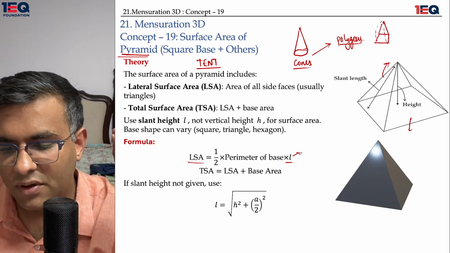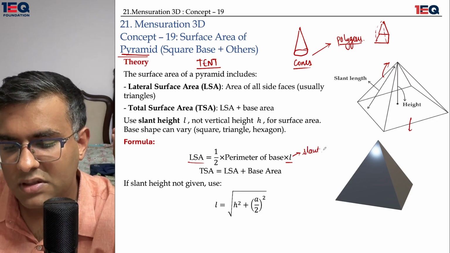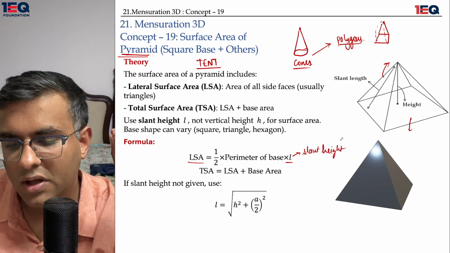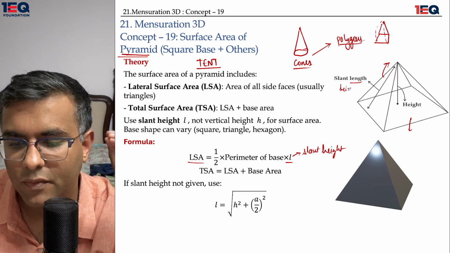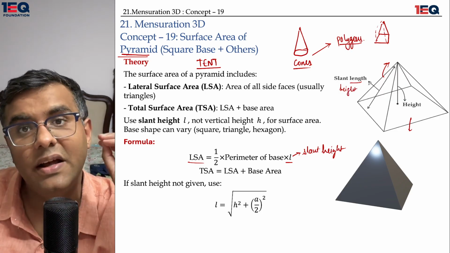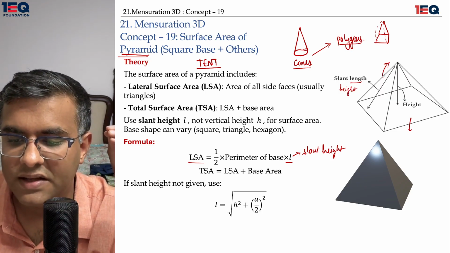L stands for slant height. This slant length that you can see is also called the slant height, and there is a concept of slant edge as well.